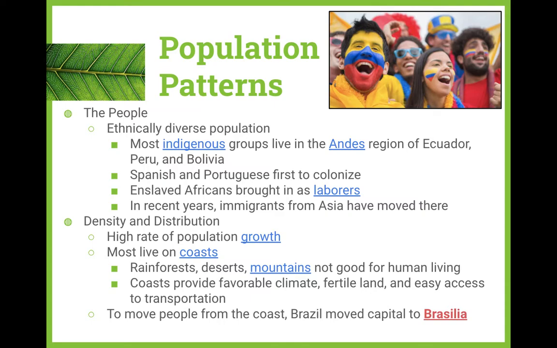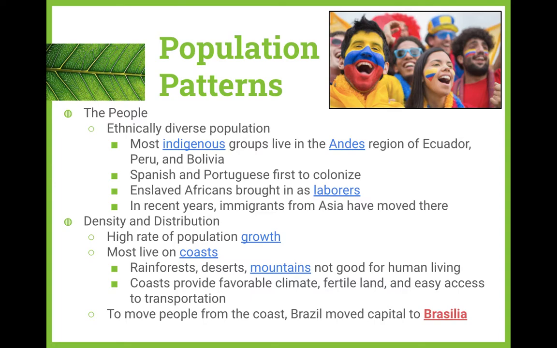But the enslaved Africans were brought in as laborers once the native population started to die out. The Europeans had to replace that labor. So once again, we talked about this with the Caribbean too. They had to replace that labor, so that's why they were bringing Africans over. But in recent years, they've seen a lot of immigration, especially from Asia, that have moved in.